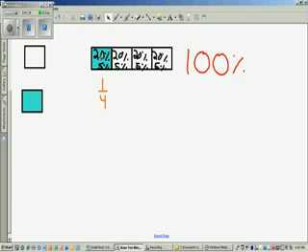So 1/4, let's see, 20%, 40%, 60%, 80%, 90%, 100% here. 1/4 would be just this one section shaded. That would be 25%.